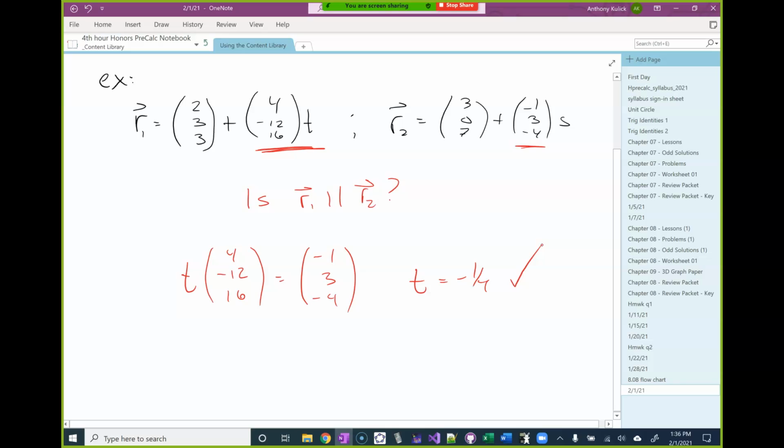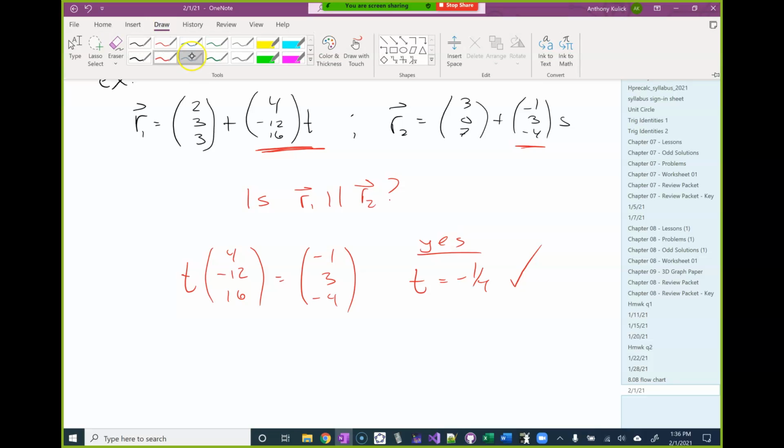Everybody agree? You don't have to show any algebra. If you just write down the value for s or t or whatever that makes it true, that's good enough for me. So yes, those two lines are parallel. Everybody's okay with that? Okay.